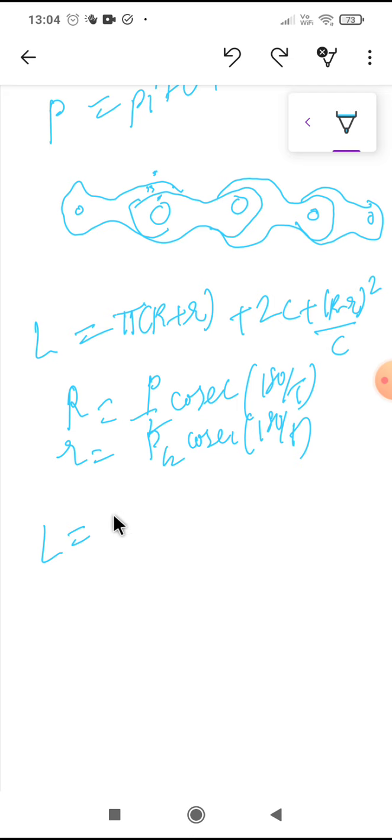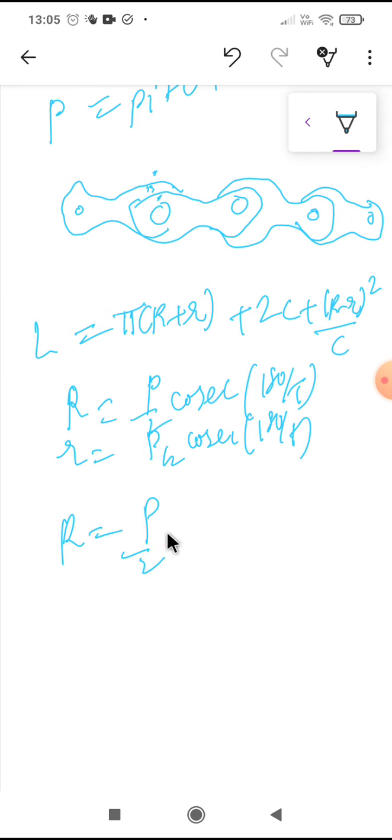P by 2 will be common. So here then cosec 180 by t. Just wait a second. Here I have mentioned these angles in terms of degrees, and this I have mentioned as radius. So let me just replace this in terms of radian. So this will be R is equal to p by 2.